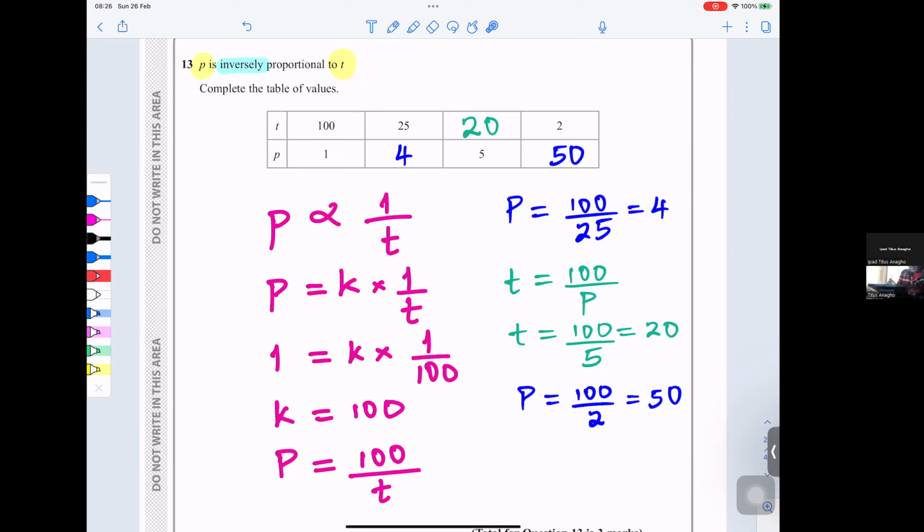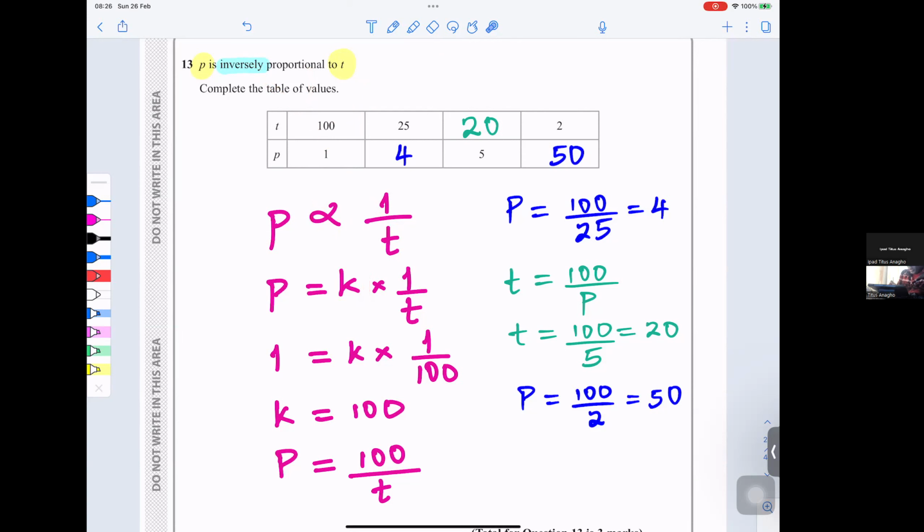So you will write it: the inversely proportional sign is alpha and 1 over t. Inversely means 1 over. And then you have the proportional sign, alpha. The proportional sign is the alpha, and the inverse is the 1 over t. We replace that alpha with equals k, where k is a constant. Swap the alpha for equals k.